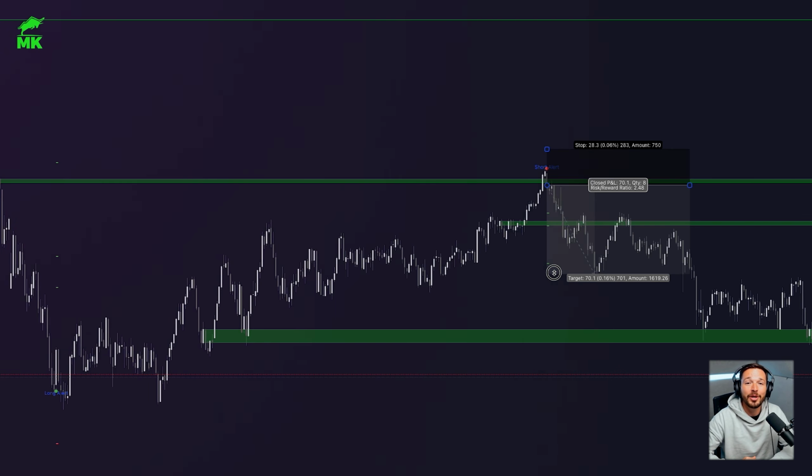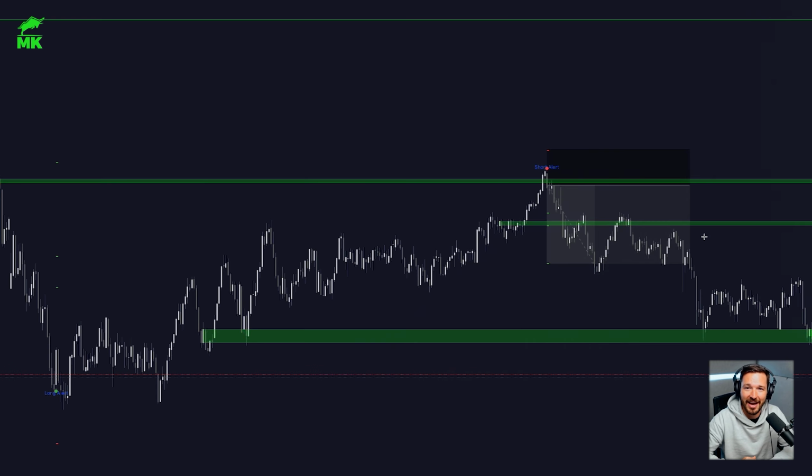And that's the beauty of major key detection. Instead of guessing where the market might turn, we're identifying the exact candles where decisions were made and then watching how the market reacts when it comes back to them. So whenever you're looking at the chart with MK Elite, pay close attention to these green lines. They're not random. They're showing you where the market has already revealed its hand.